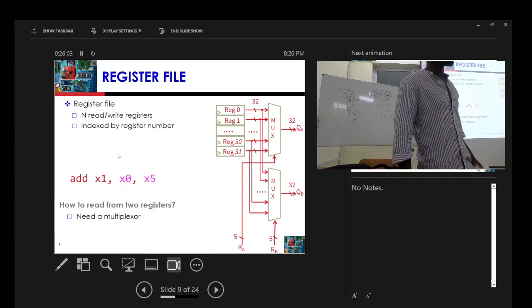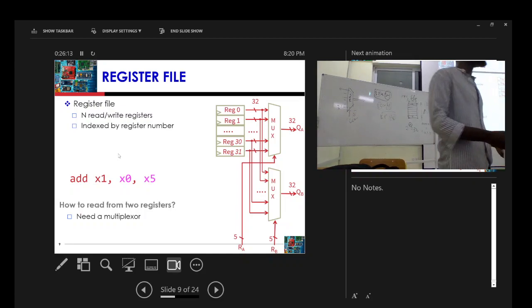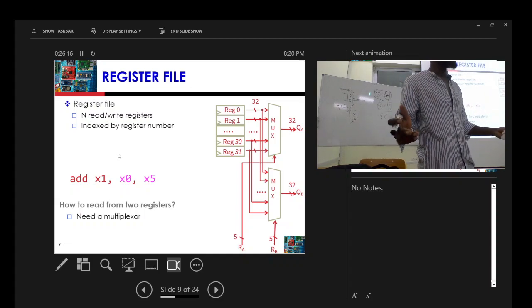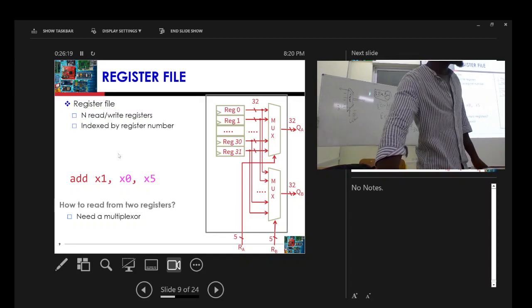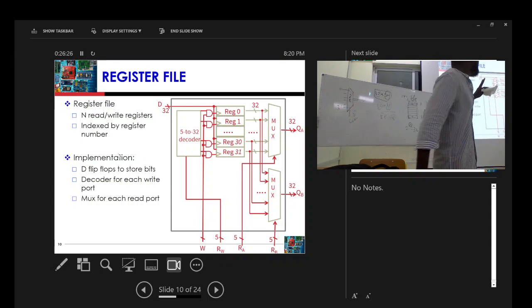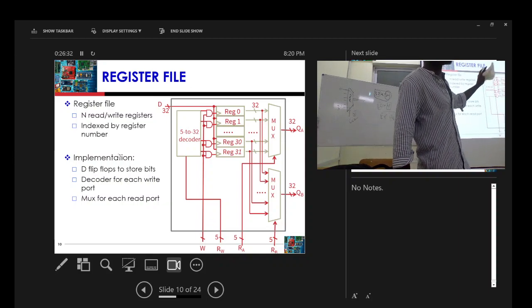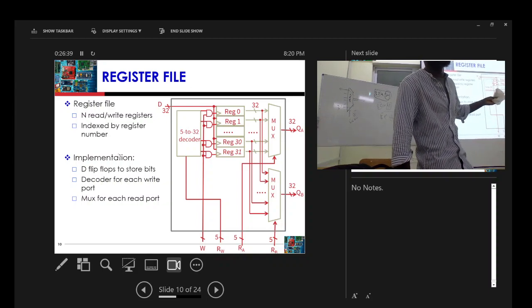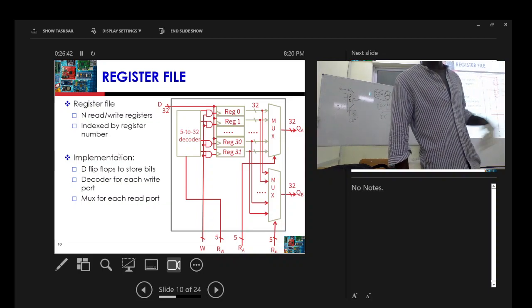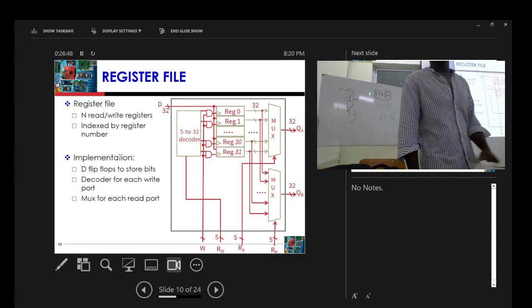Say if I want to read from four locations, what do I do? If I want to read from four locations, I need four multiplexers. Understood? So this is the entire architecture of the register file. I've added the reading part, the writing part. This is section B, question number one. It's something like this. Just draw the general architecture of a 32 by something register file.